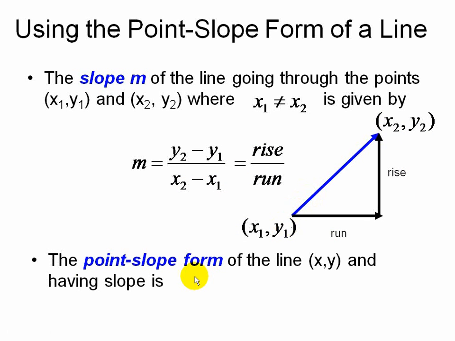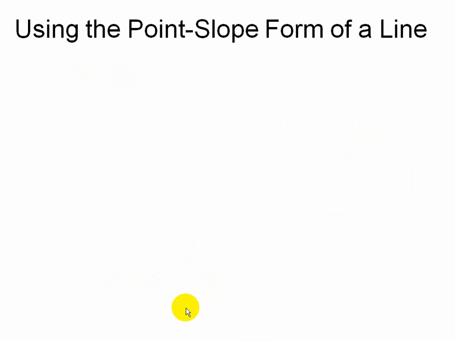And what we mean by a point slope form of the line through x, y and having slope m is given by the following relationship. So where x1 and y1 are a point on the line having a slope m. And we can find the equation of a line if you're given the slope and you're given the x and y coordinates of a point, then you can find that equation of the line.